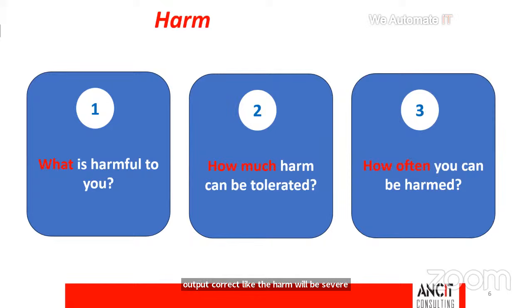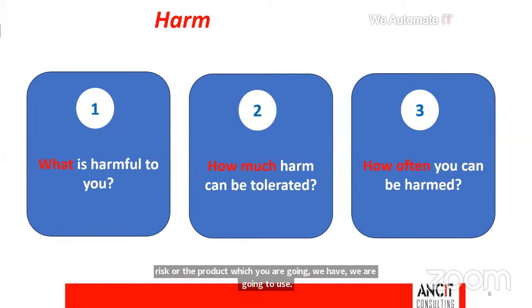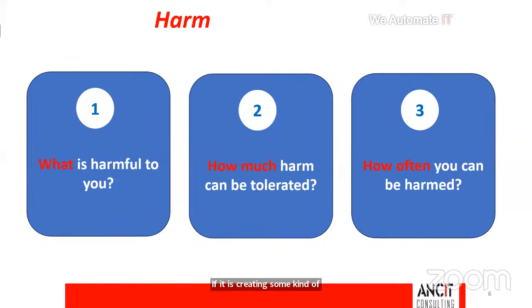And how often can you be harmed? For example, if the product which we are going to use is creating some kind of risk continuously, more often, then it has to be considered. For example, if the malfunction is happening often, there will be more possibilities of harm.